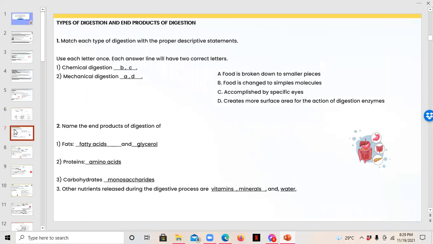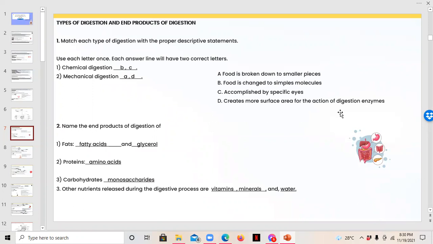Types of digestion and end products of digestion. Number 1. Match each type of digestion with the proper descriptive statements. Digestion is often broken down into two types. Chemical digestion: the answers are B, food is changed to simpler molecules, and C, accomplished by the specific enzymes. And mechanical digestion: the answers are A, food is broken down to smaller pieces, and D, creates more surface area for the action of the digestive enzymes.